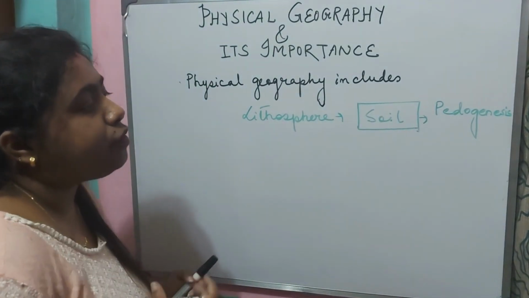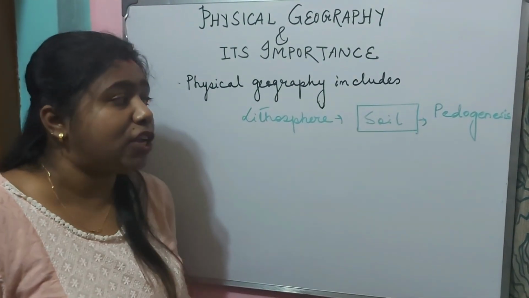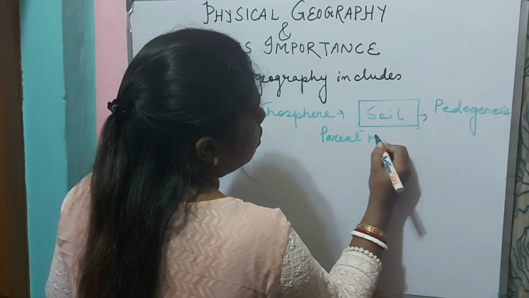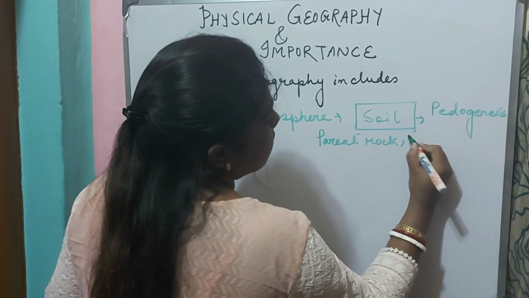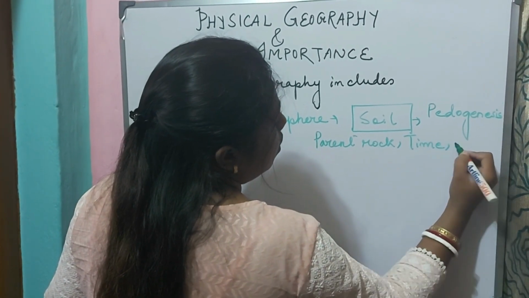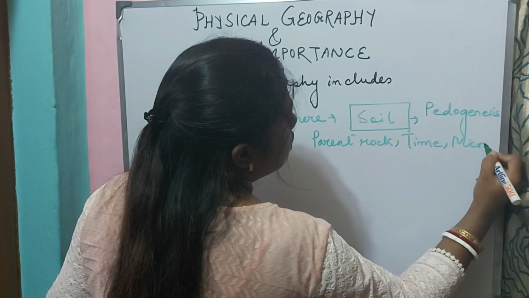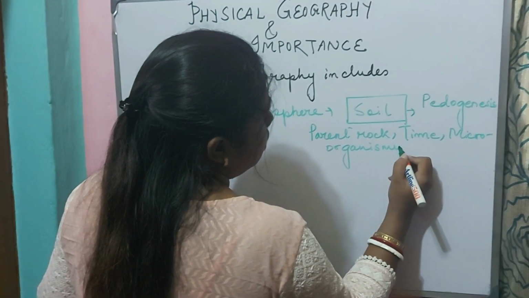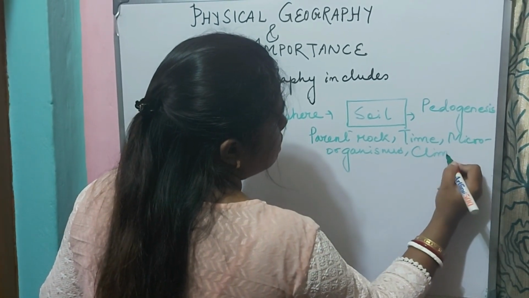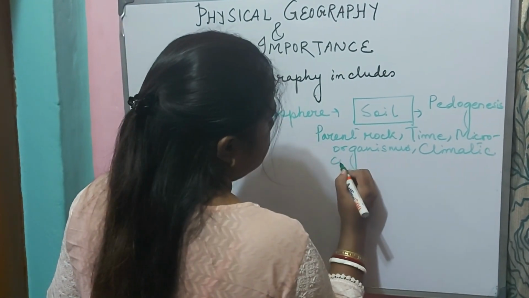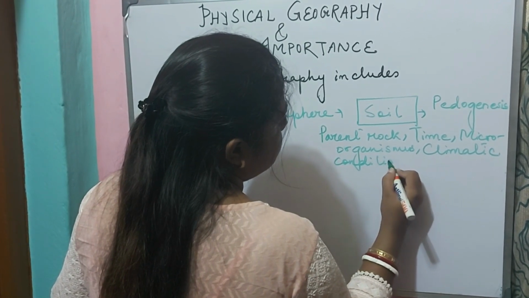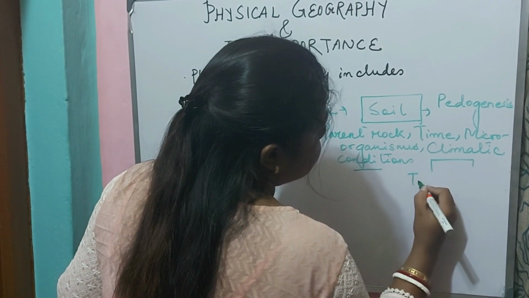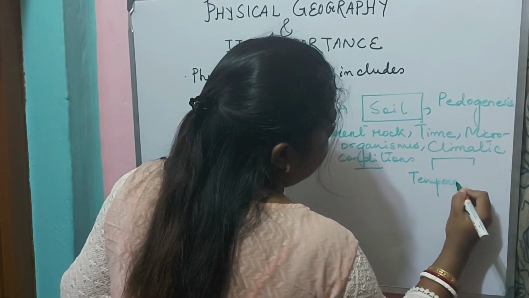Now the formation of soil depends upon certain factors like parent rock, time, microorganisms, then climatic conditions, where the most important climatic conditions are temperature and precipitation.